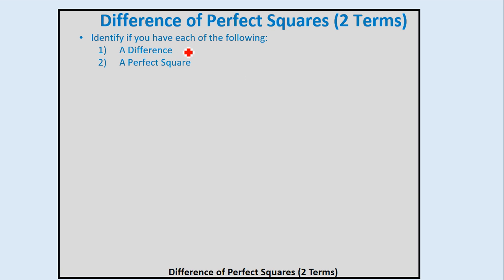What does the word difference mean? It means you better have a subtract sign in that problem. A difference is what you do when you subtract, okay? Or you get the answer to a subtraction problem. A perfect square, remember, those are numbers that are square rootable nicely. So numbers that you can easily square root when they're inside of a square root.